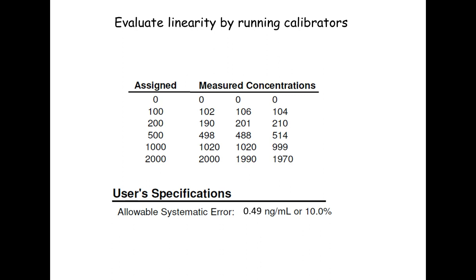And so in our laboratory, we usually evaluate linearity by running our calibrators. So here you can see an example where you have the assigned concentration of the calibrators and then the measured concentrations of 3 replicates. And we have to set our acceptability criteria. So here we use 0.49 nanograms per mil, which is our lower limit of quantitation, or 10%.